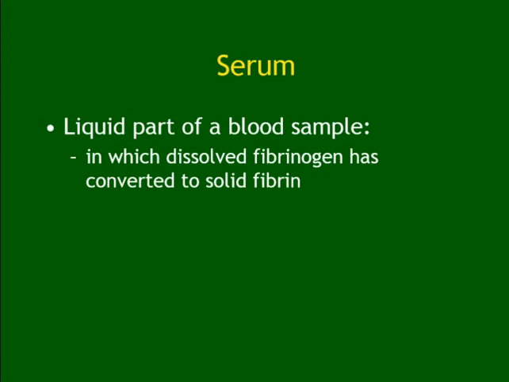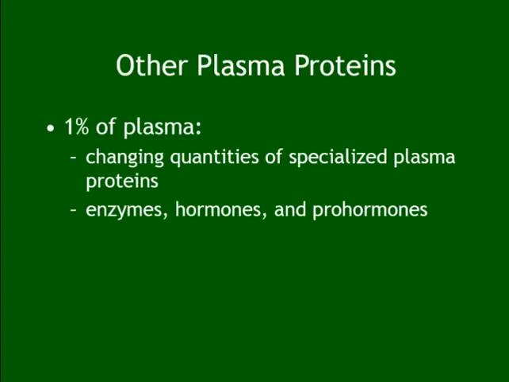So what's the difference? Serum is plasma, but after the fibrinogen changes to fibrin, okay? Otherwise, it's the same. It was plasma, actually. Serum was plasma, just the fibrinogen became fibrin. The other 1% is other things, hormones, enzymes, prohormones, and so on.